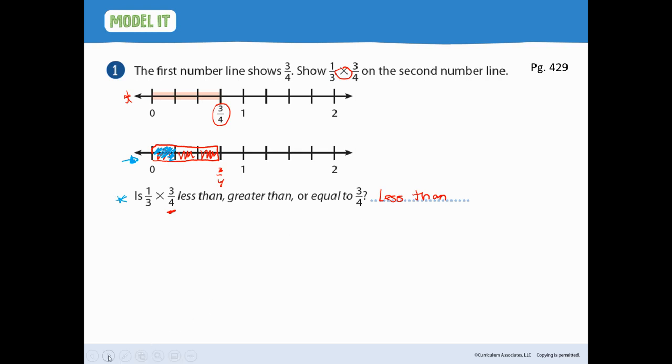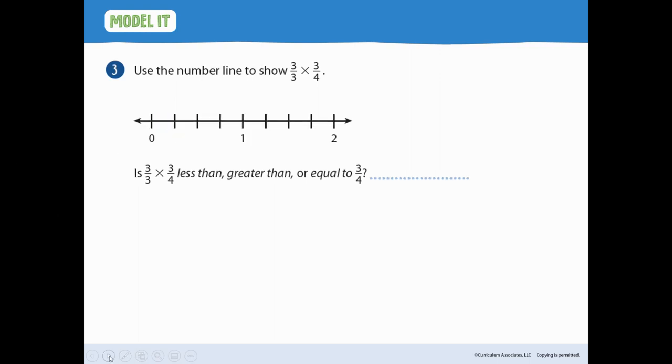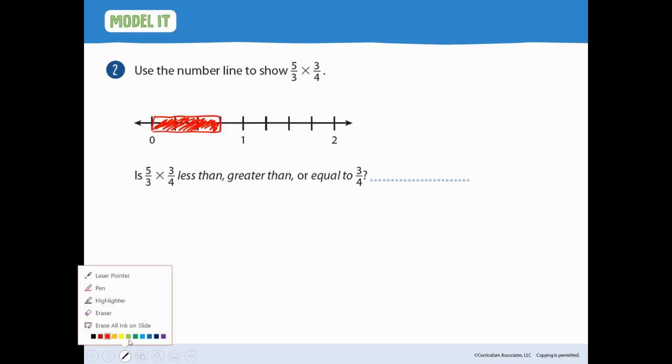All right. Further down here on page 429, again we're going to look at this, and I am going to model it for you. So again, we have 3/4 here, and we've got to figure out if I shade in with blue here, is it going to be more or less than 3/4. So we should be able to follow along here. If I multiply by 5/3, 5/3 is greater than 1, so the answer should be greater than 3/4. So let's see here. Now I need to shade in 5/3.